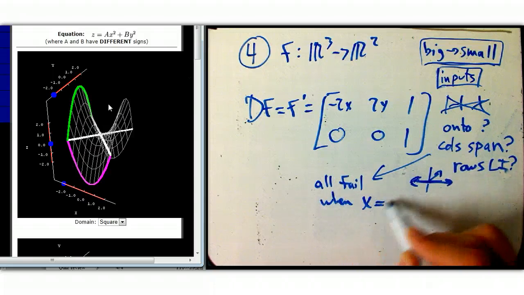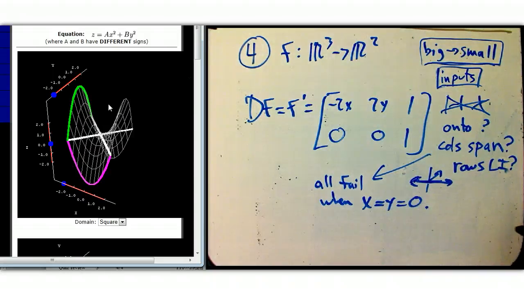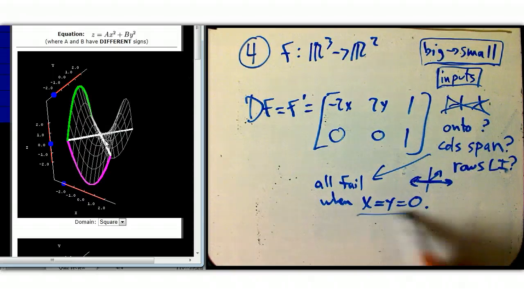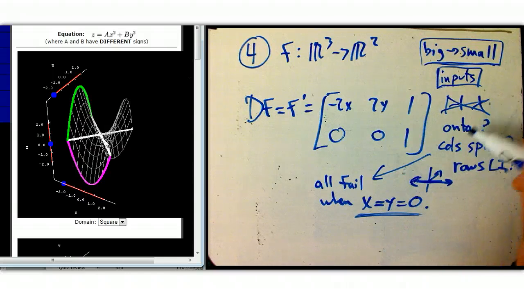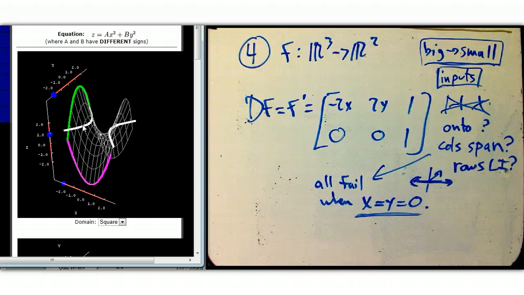when x and y are both equal to 0. Aha! X equals y equals 0, that's that saddle point. That's exactly what we were detecting, that we're seeing there, the cross of the saddle, the singular point, that's exactly where x and y are equal to 0. Okay, so what we're seeing is that it could have been onto, the columns could have spanned, the rows could be linearly independent. For most points, when I look at most of these intersections, it's going to be fine, but this is where it fails.